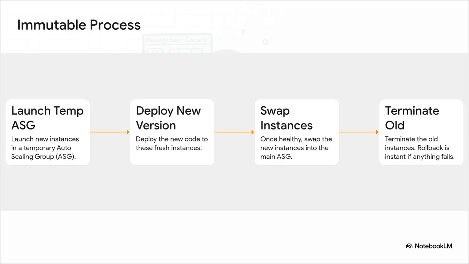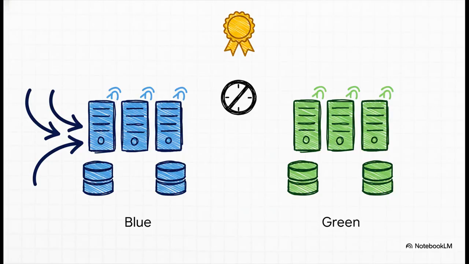Elastic Beanstalk spins up a whole new set of EC2 instances in a temporary auto-scaling group. It deploys your new code to these brand new, fresh instances. Only when they are all perfectly healthy does it swap them into the main group and get rid of the old ones. And here's the best part. If anything goes wrong with the new code, the rollback is instant. You just discard the temporary group and your original application is completely untouched. But what if you need to make a massive change?